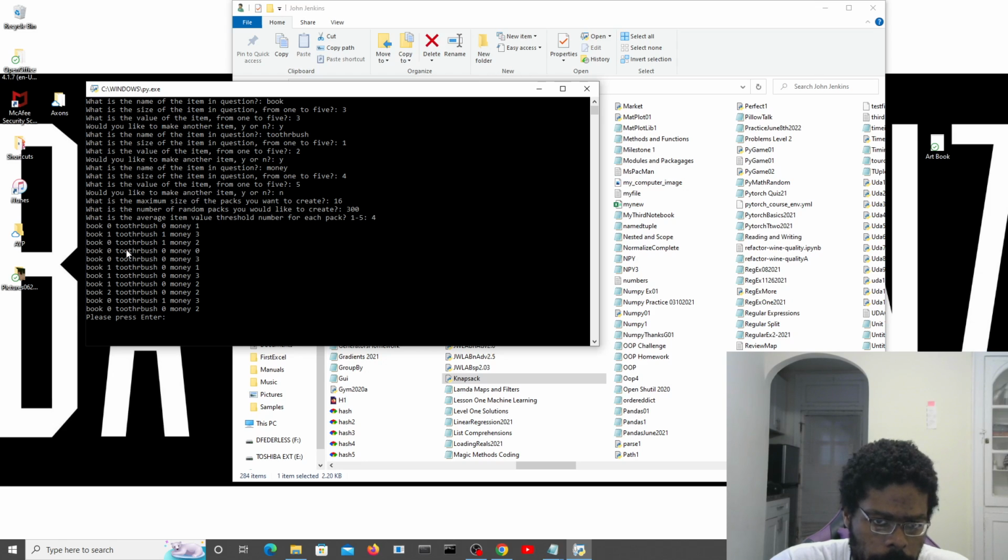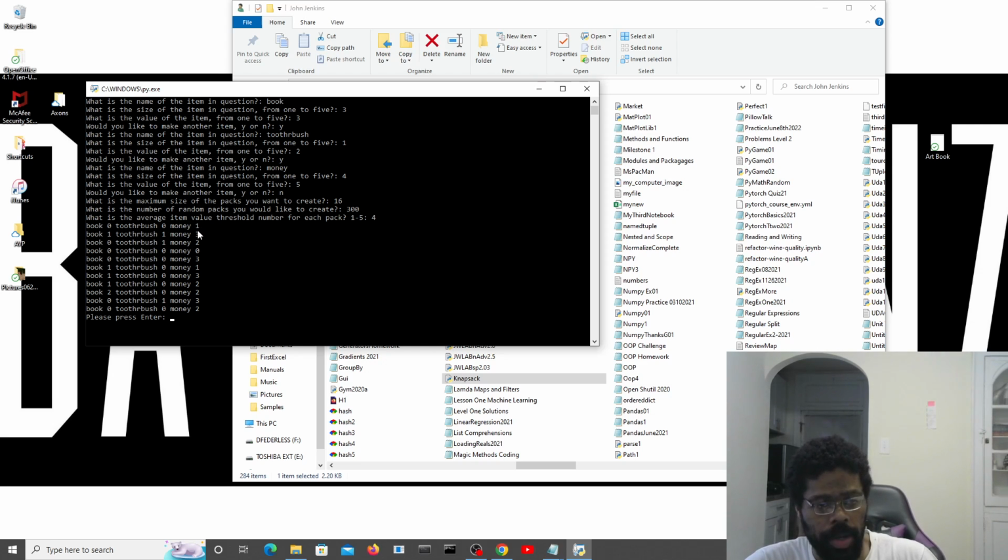Okay. All right, so this is a little bit different. With this pack, it has one item. The pack size is below 16 because the size of the money is 4. I'm sorry, the size of money is 4, so the size is 4, which is less than 16.